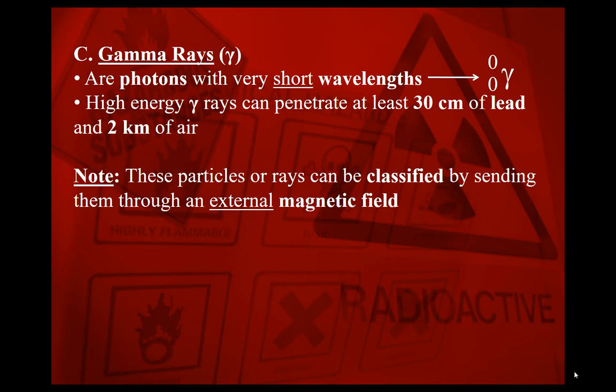One way to determine, let's say you dug up a sample and you knew it was radioactive and you're trying to figure out, is this sample emitting alpha particles, beta particles, or gamma rays? You could take the radioactive sample and direct these particles through a magnetic field.